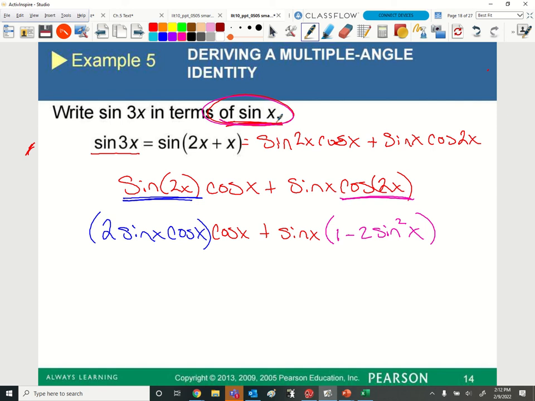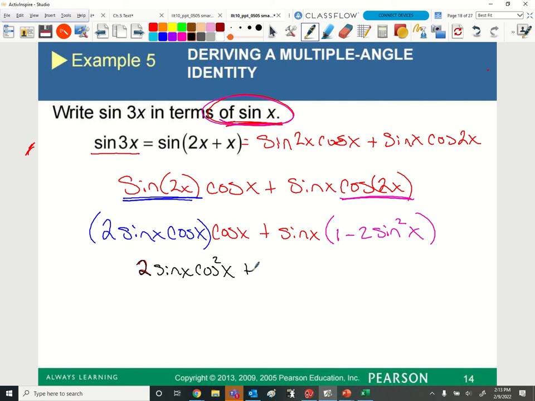Okay, this goes back to 5.2. Remember when we did 5.2, we had a whole bunch of problems where we had to work things out and rearrange with known values. I'm going to multiply this now. So when I multiply, I'm going to get a 2 sine x. Now cosine times cosine is cosine squared x. So when I'm multiplying these together, I get cosine squared x.